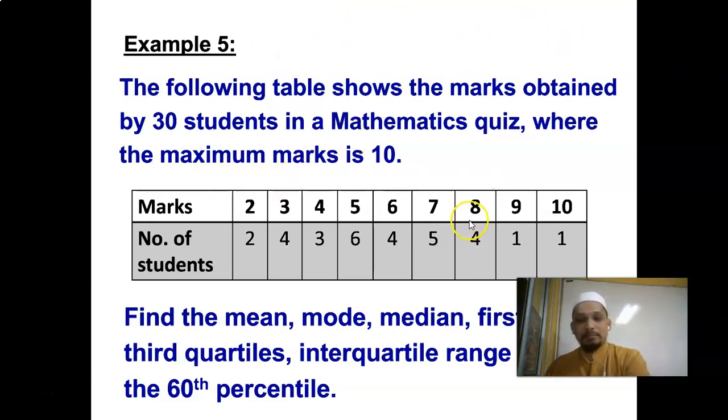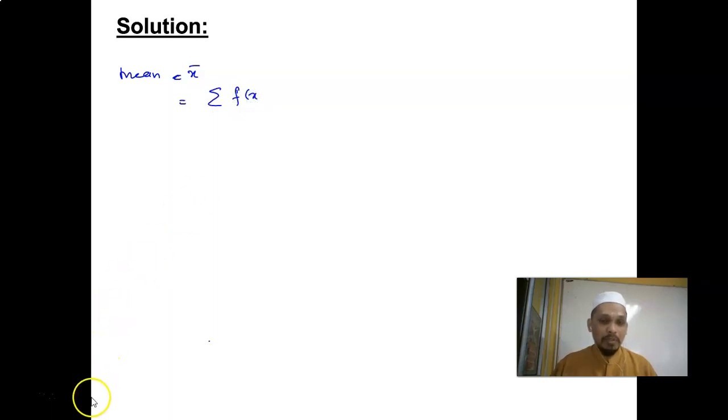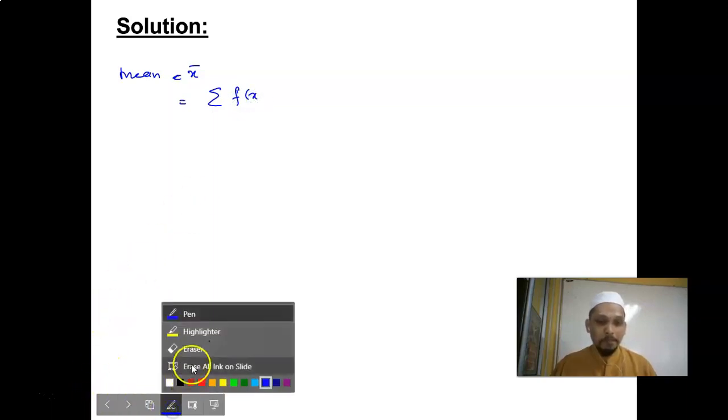So then, from the data, the mean, or x bar, equal to the summation of fx. No, not the function of fx. Okay, sorry.